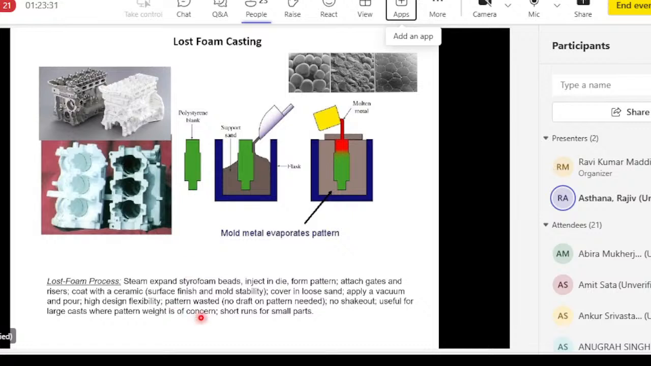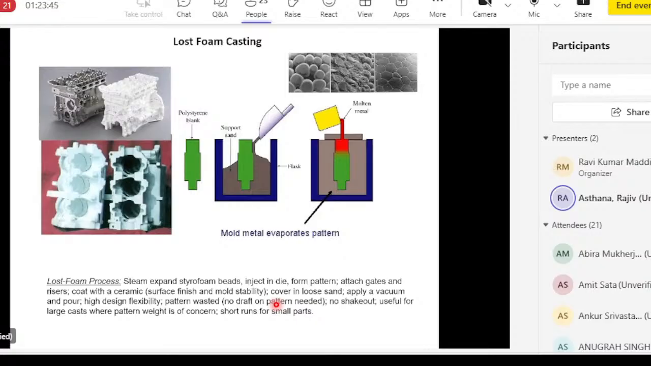One disadvantage is that the pattern is wasted. There is no way to reuse it, but you don't need a draft angle on your pattern.